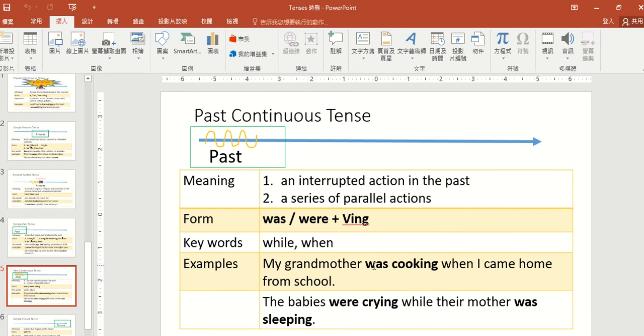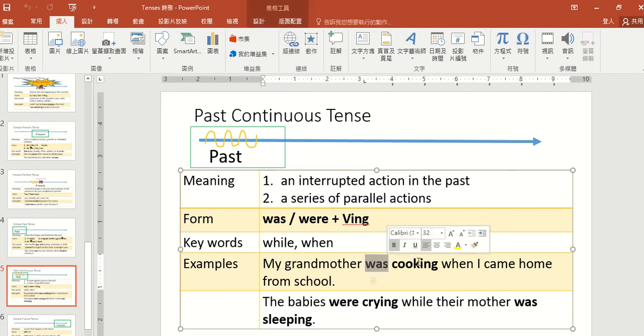Action 1, Grandma was cooking. Action 2, I came home from school. Okay, I came home from school is a very short action, so we use simple past to indicate that. Cooking takes hours, right? So you have to chop, you have to clean, and then you have to cook. So there's a lot of time spent on cooking. So it's a long action, and we use was, were, ing, past continuous tense, to indicate that it is a long action.